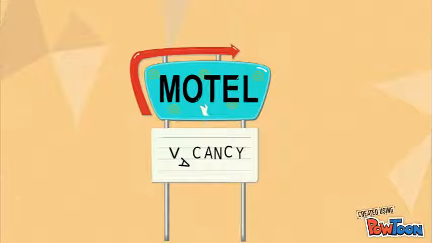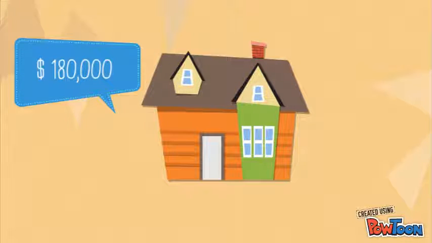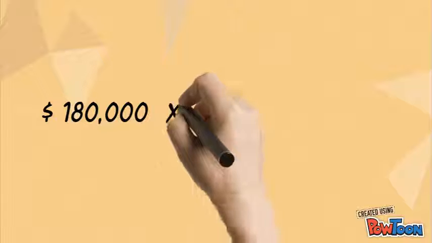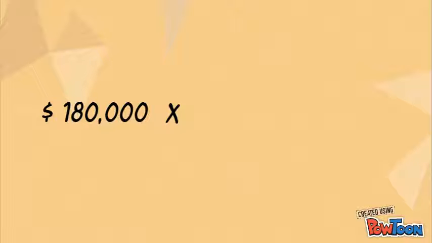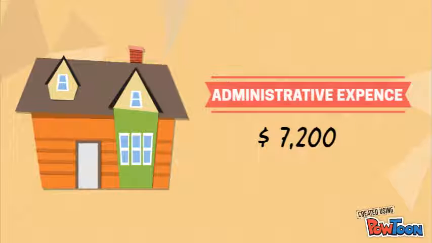Back to the motel example, let's say that the motel building was bought for $180,000. Every year its value depreciates at a rate of 4%. What we would do is take that historical cost of $180,000 and multiply that by 4% to get a yearly depreciation amount of $7,200. Of course, since it's a building, this $7,200 would be recorded as an administrative expense.